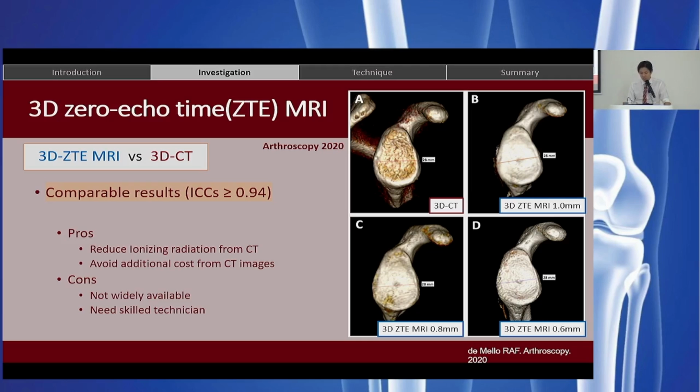The advantages of using MRI are that we can reduce ionizing radiation exposure and avoid additional costs from CT. However, it may not be widely available to create 3D images from MRI, and a skilled technician is needed.